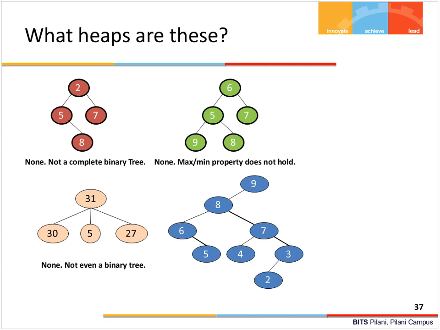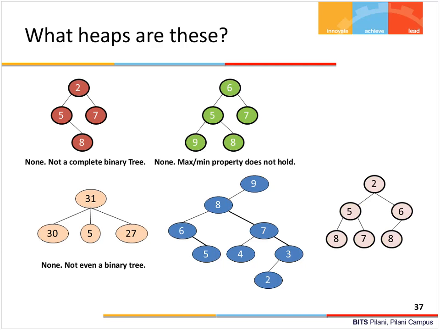What about the tree shown on your screen in blue color? Right. If you see the blue color tree, this is not complete itself, right? Because if you see level 1, that is not complete. There is no right child of 9, right? So it is not complete.